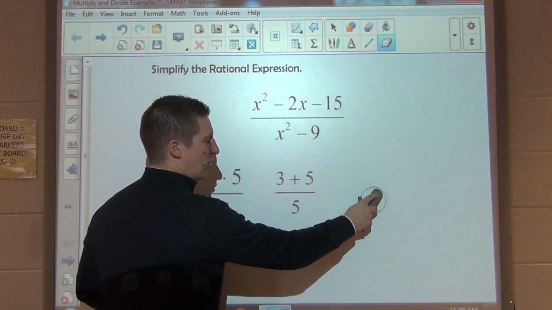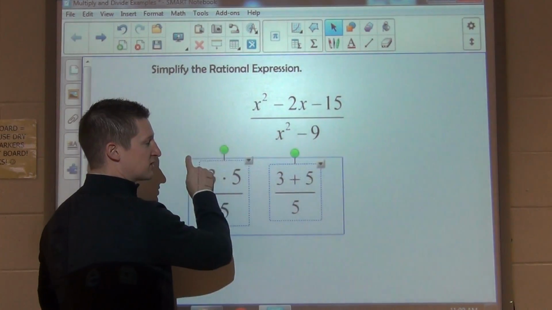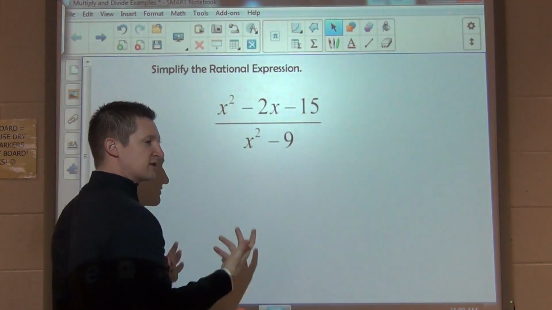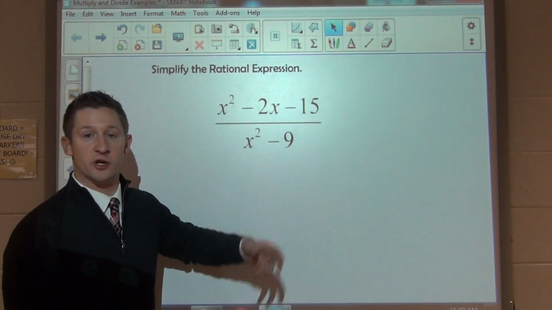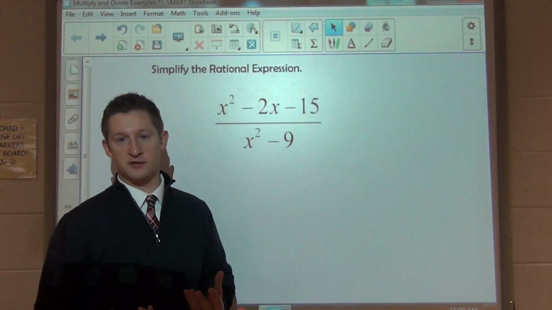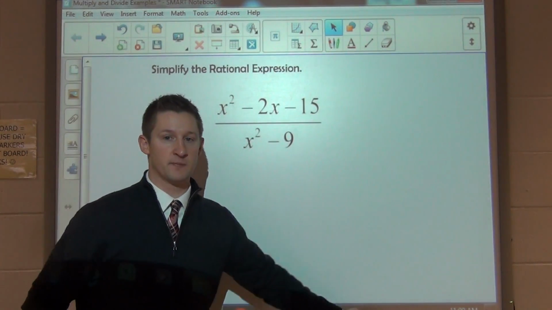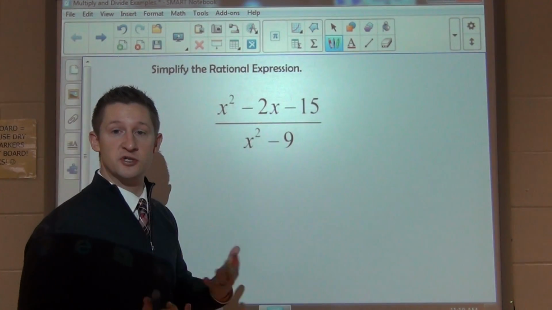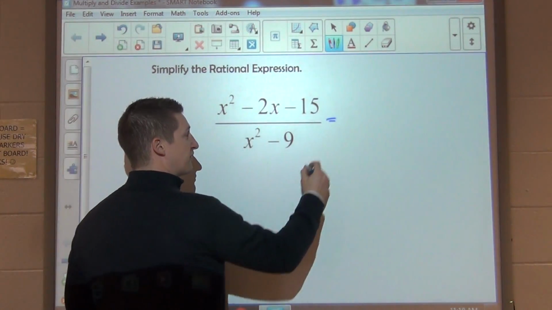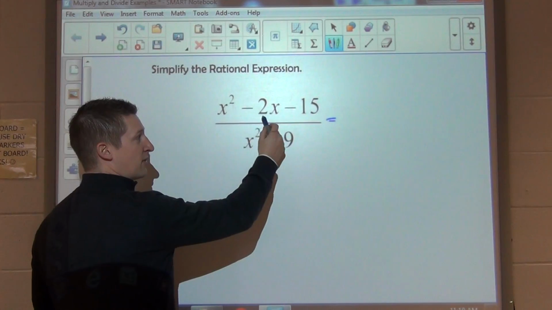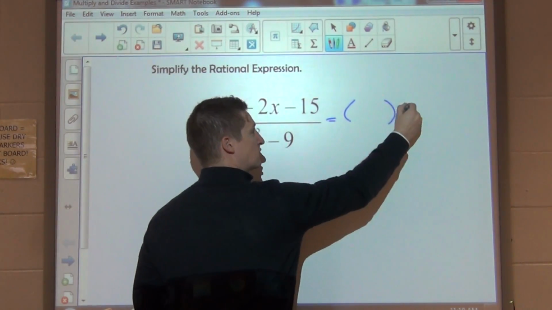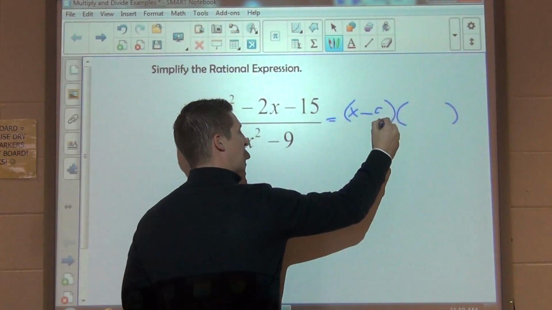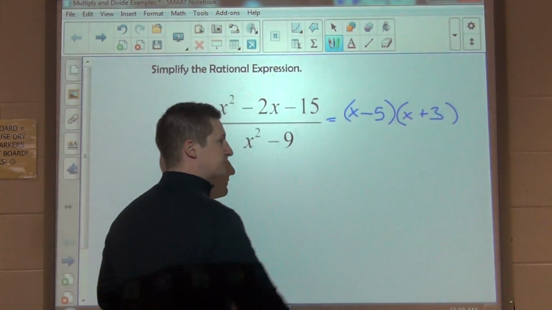Now, I would like to cancel a few things with the expression that we see, but in order to do that, I have to have products, not sums. Well, in order to take a sum and turn it into a product, I will use factoring, something that we've practiced extensively. If you need to use the British method to help you factor an expression like either one of these, please feel free. So as I factor the numerator, x squared minus 2x minus 15 can be factored into the product of two binomial factors, x minus 5 and x plus 3.